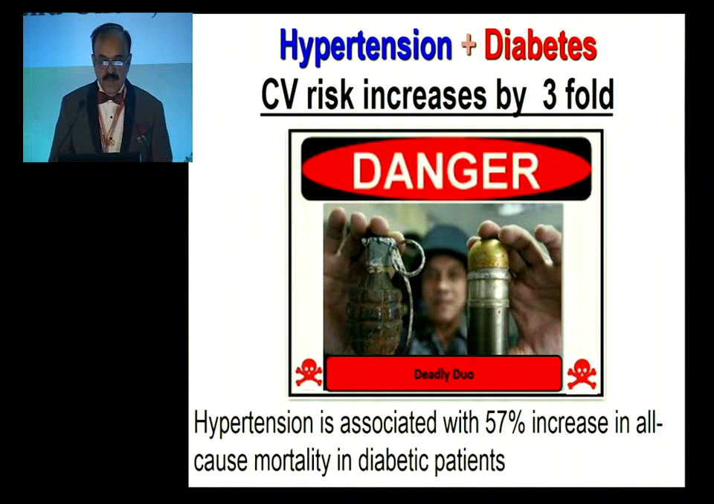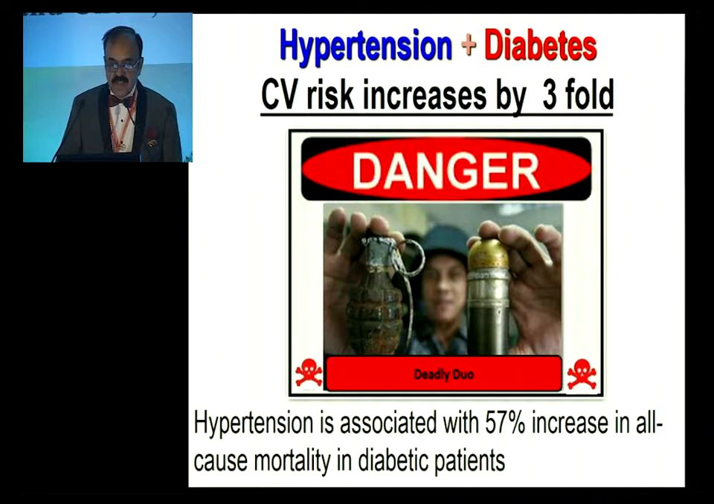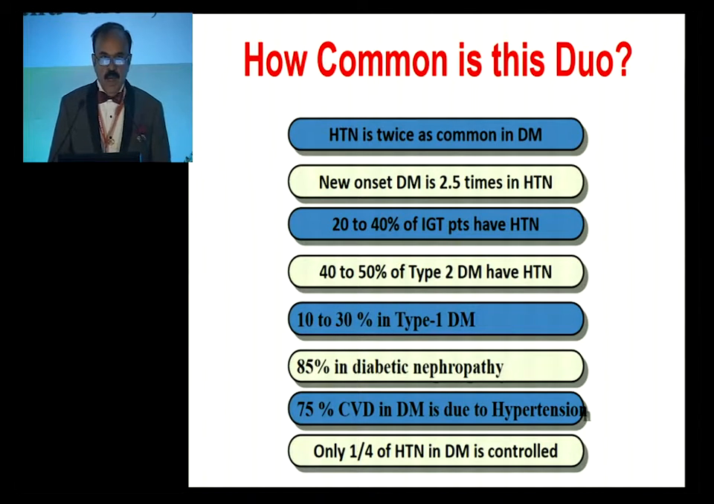As you know, with hypertension plus diabetes, the cardiovascular risk increases by threefold. Hypertension is associated with a 57% increase in all-cause mortality in diabetic patients. How common is this duo? Hypertension is twice as common in diabetes. The other way also, the new onset of diabetes in hypertension is 2.5 times. So anybody who's got hypertension, you must also look for diabetes. And anybody who's got diabetes, you should look for hypertension. Of course, only one quarter of the hypertension in diabetes is controlled.